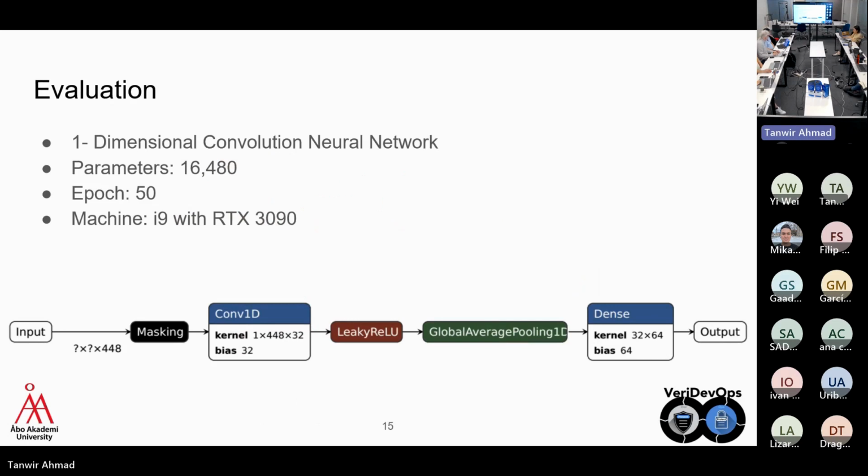We used a relatively very simple model, which is by design, because we would like to use this model in real-time monitoring. So we would like to have a lightweight model, so we can generate predictions quickly. It's basically a 1D convolution, leaky ReLU activation function, and then global average pooling, and then we have a dense layer to provide us the representation in the latent space.